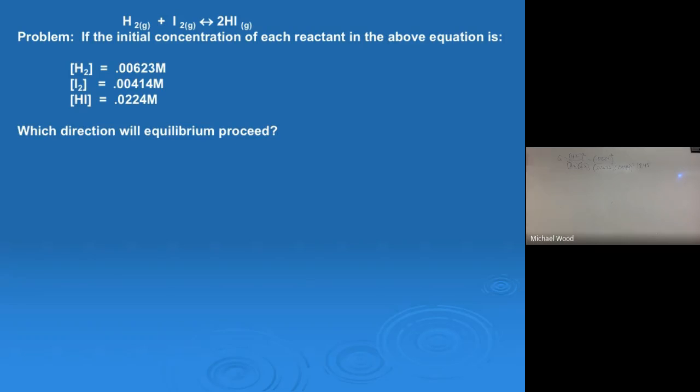All right. So again, which direction is this going to go? So on a number line, I have K right here, which is 54.3. Oops, this is K. And here's Q, which is 19.45. Remember, Q always moves towards K. K is the pillar. K doesn't move. Q always moves towards K, which means this is going to go to the right.